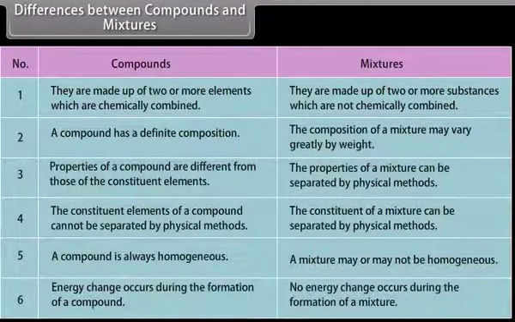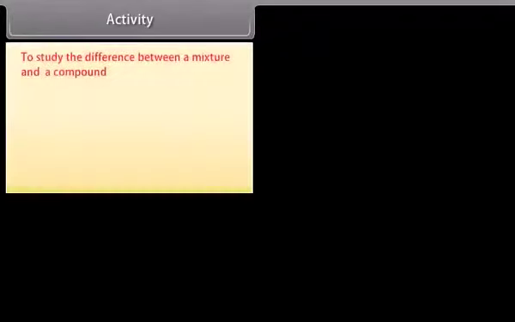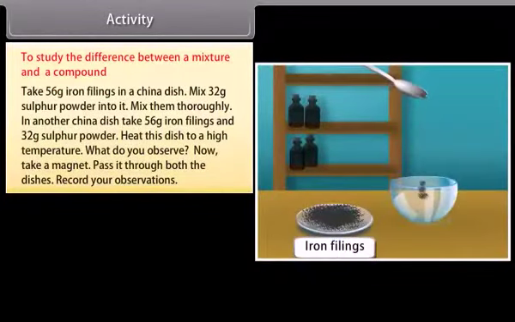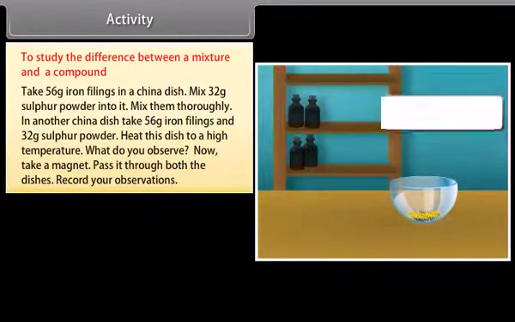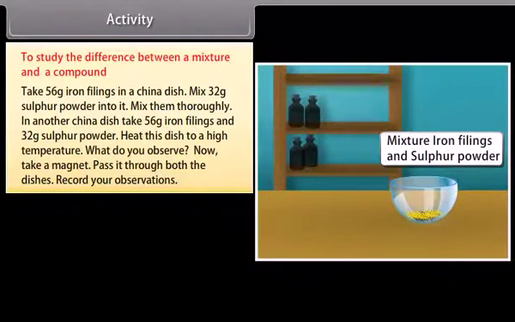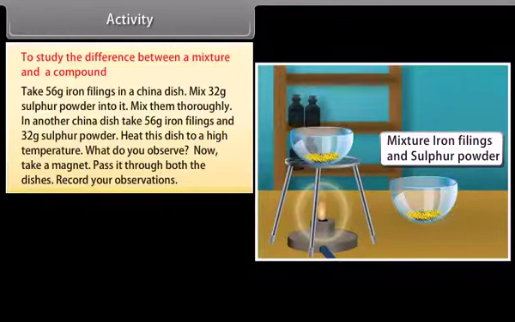Differences between compounds and mixtures. Activity. To study the difference between a mixture and a compound, take 56 grams iron filings in a china dish. Mix 32 grams sulfur powder into it. Mix them thoroughly. In another china dish, take 56 grams iron filings and 32 grams sulfur powder. Heat this dish to a high temperature.